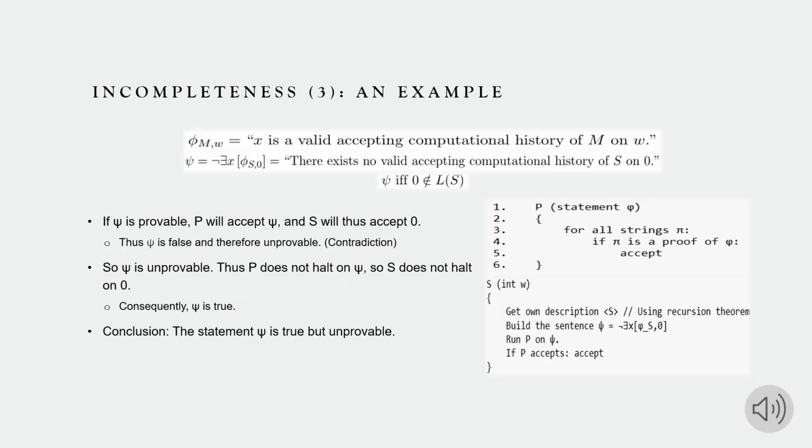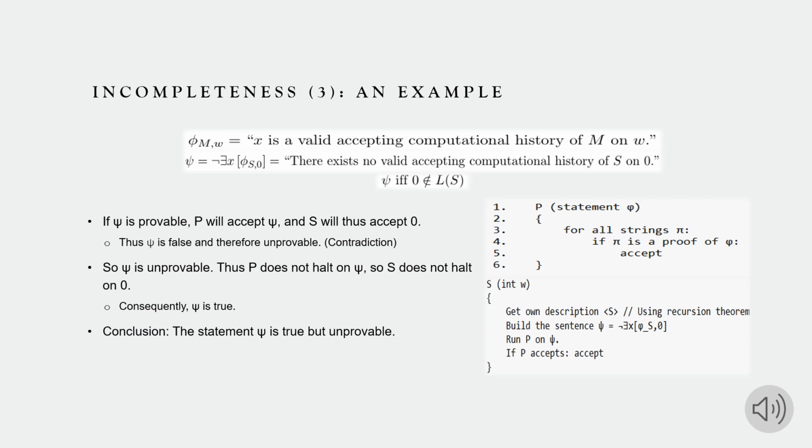It's possible to construct a specific sentence that is true but not provable. We can define it in terms of a program S that will be described in a moment. The statement that is not provable says that there is no valid accepting computational history of this program S on the input 0, and 0 is chosen arbitrarily. This psi is true if and only if 0 is not in the language of S.